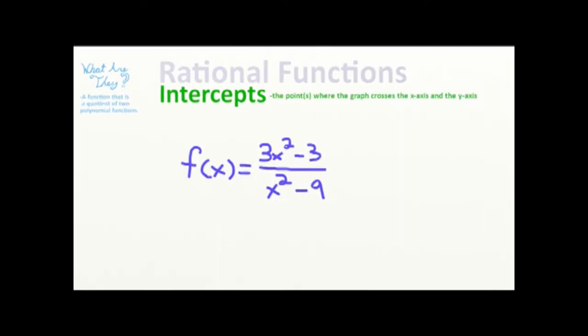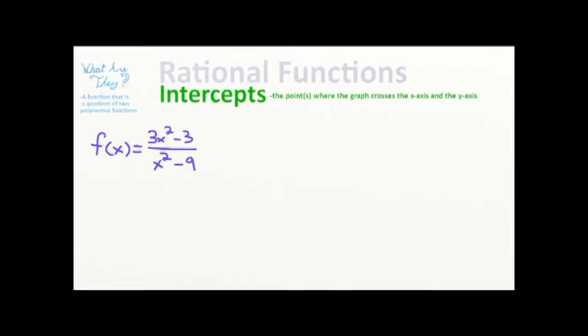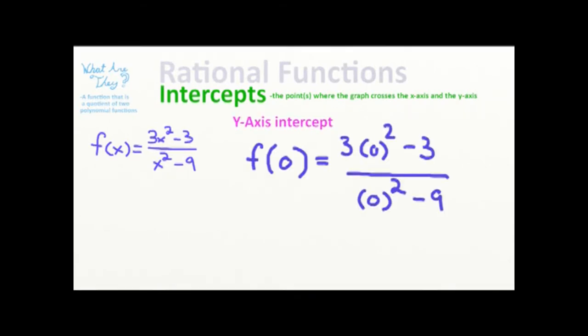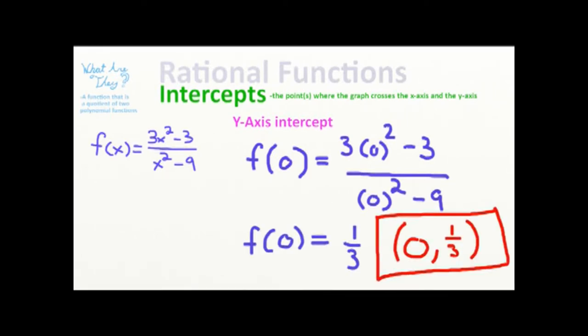Let's do an example. f of x equals 3x squared minus 3 over x squared minus 9. The y-axis intercept is when x equals 0, so we'll plug in 0 for x. We solve and y equals 1/3. Therefore, the y-intercept is (0, 1/3).